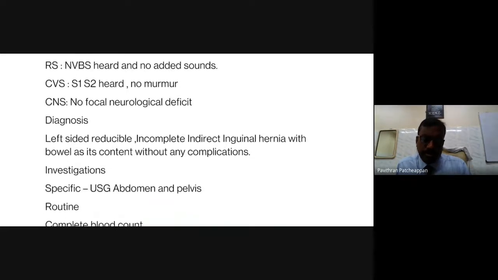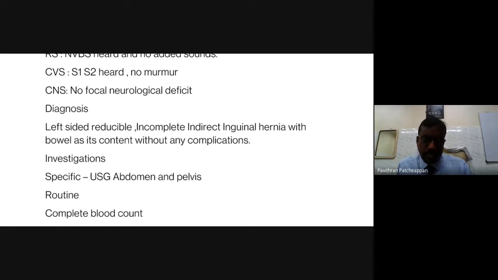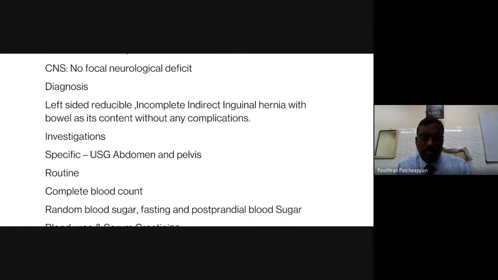So, final diagnosis, sir: left-sided, reducible, incomplete, indirect inguinal hernia with bowel as its content, without any complications. Good. What is the cardinal feature of all your findings to say that it is a hernia? Sir, expansile cough impulse. That is the most important. All students should remember the most important cardinal feature which confirms a hernia is the expansile cough impulse. All others are variable.